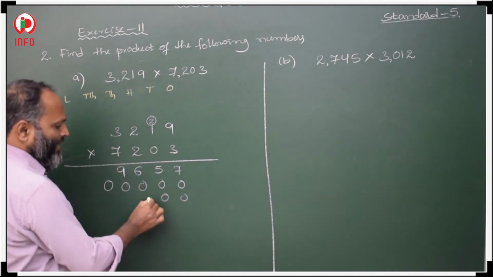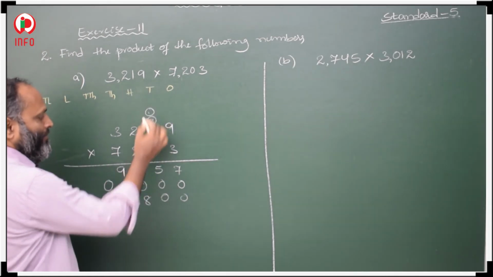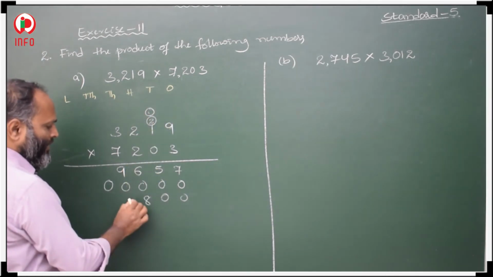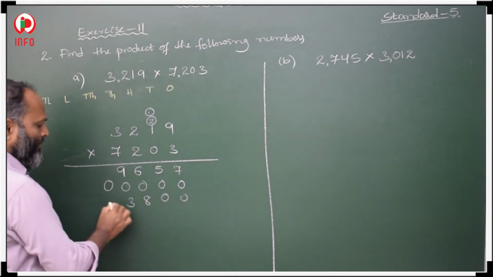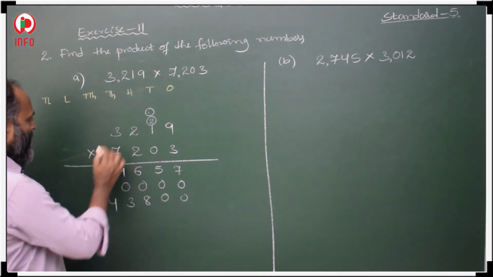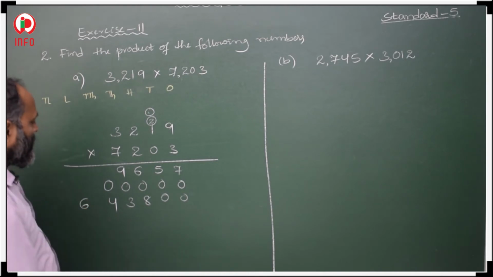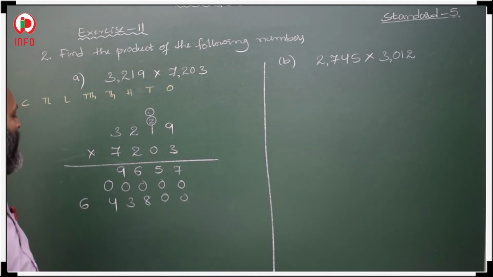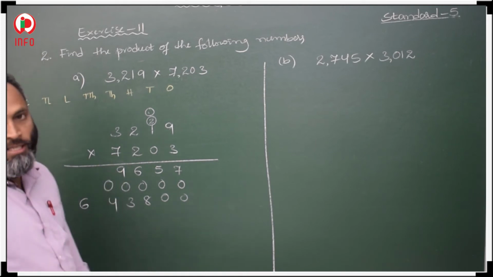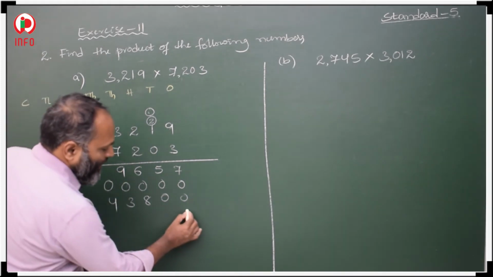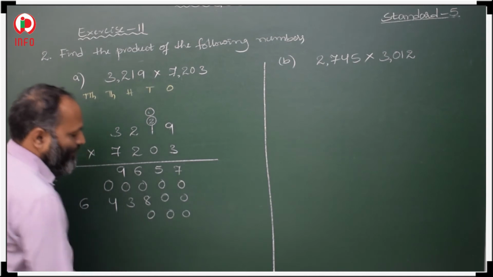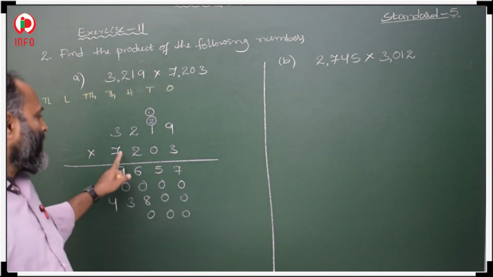2 nines are 18, 8 here and 1 here. 2 ones are 2, 2 plus 1, 3. 2 twos are 4. 2 threes are 6. Okay. Now we have to start with 7. 7 in thousands place. So in ones, tens, hundreds we have to keep zeros. Now we start with 7.